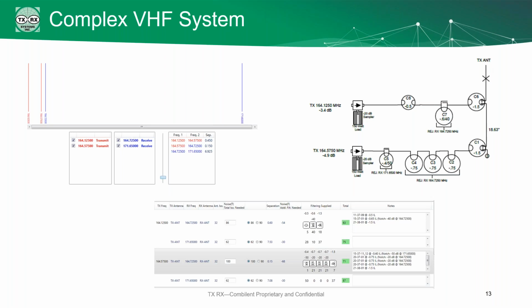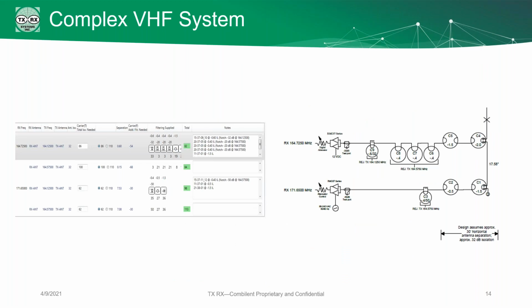That's why it's so important to have the flexible platform, so we can add just the right number of cavities with the appropriate combination of filter types to achieve the desired isolation. The receive side of the same system is also very complex. The RX channel that is closest to the TX frequency requires 6 cavities to meet the isolation goal. All of that is due to the fact that the TX and RX guard band is narrow and the antenna isolation is minimal. They are installed horizontally, not vertically.